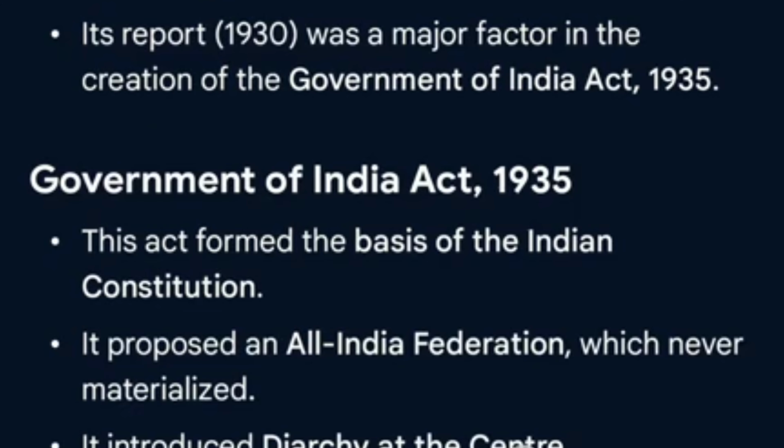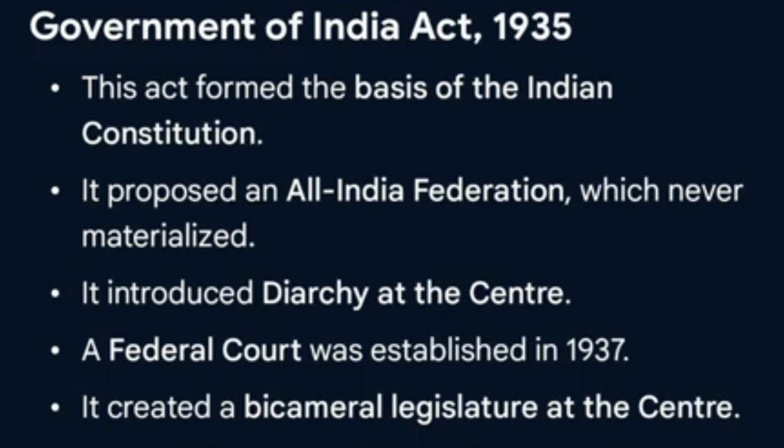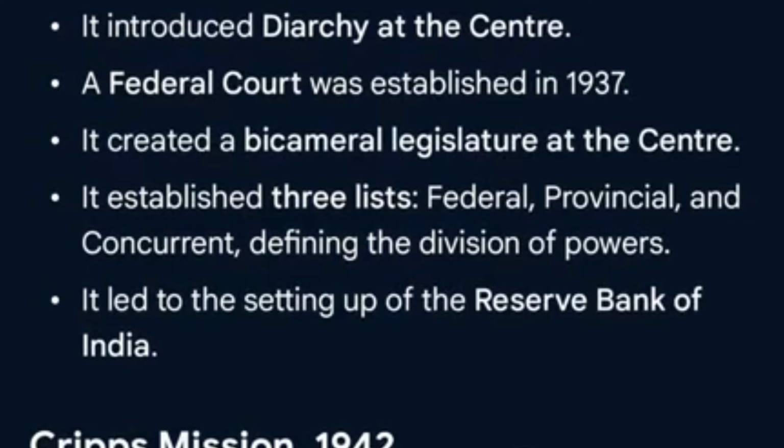Government of India Act 1935. This act formed the basis of the Indian Constitution. It proposed an All India Federation, which never materialized. It introduced diarchy at the center. A federal court was established in 1937. It created a bicameral legislature at the center. It established 3 lists, federal, provincial and concurrent, defining the division of powers. It led to the setting up of the Reserve Bank of India.